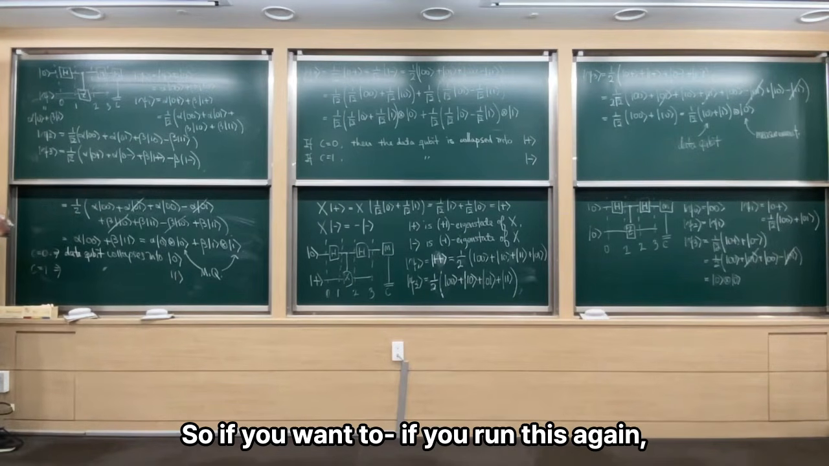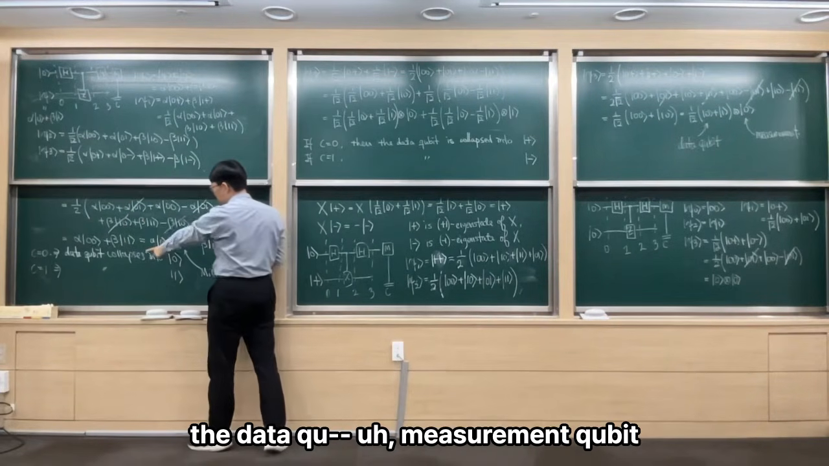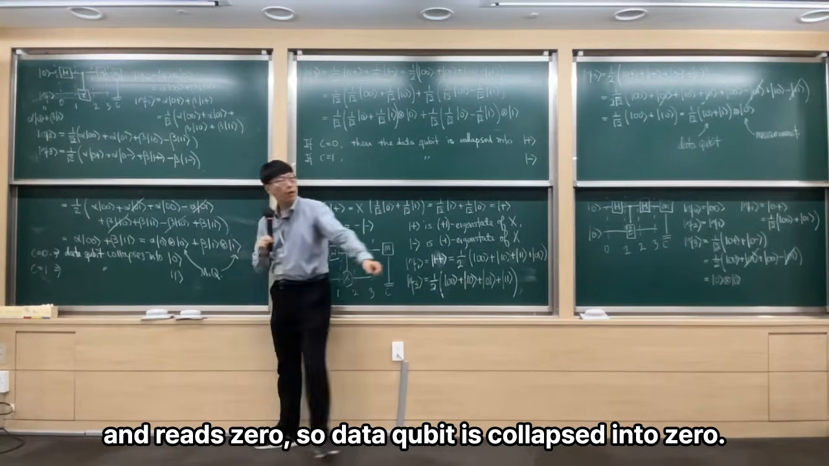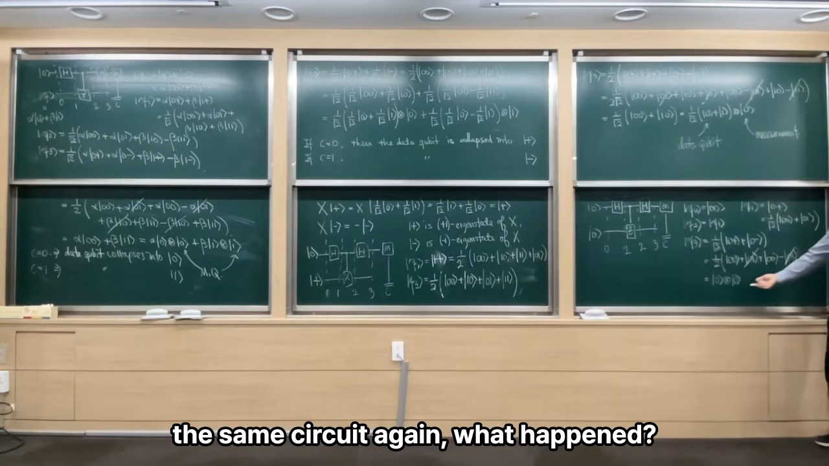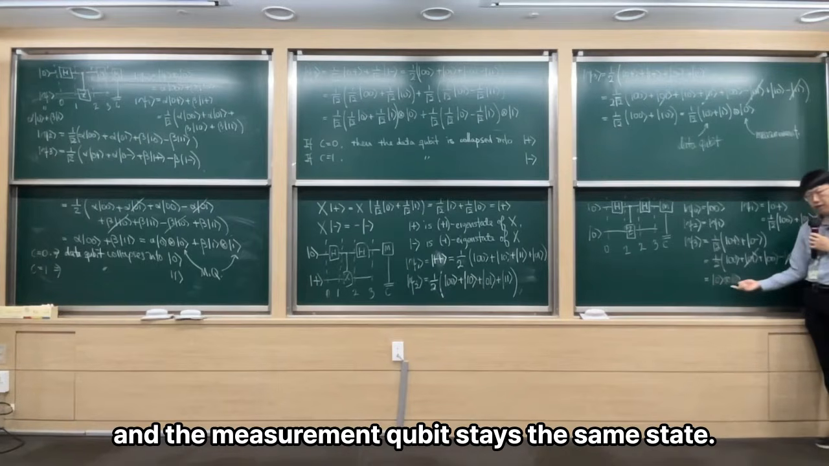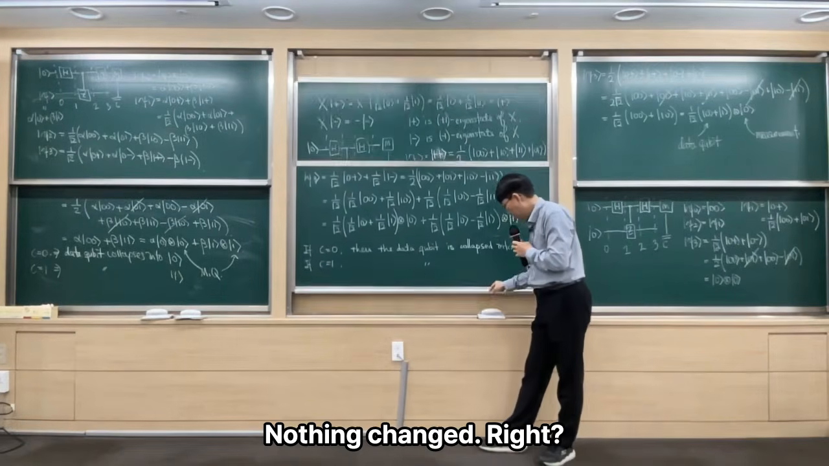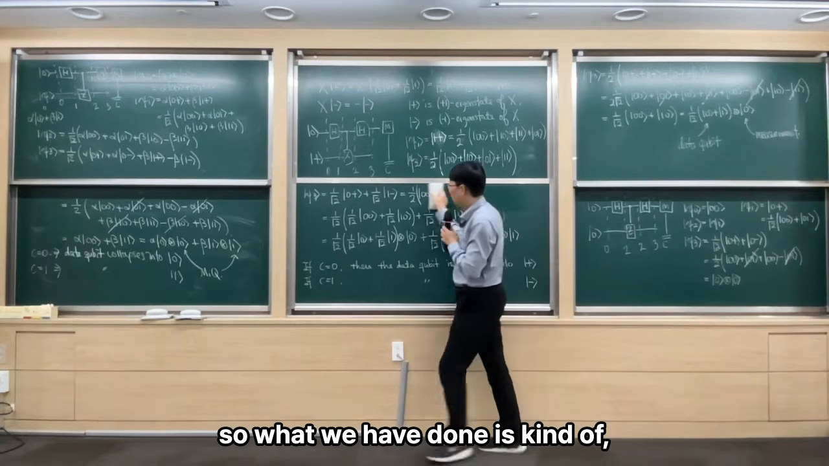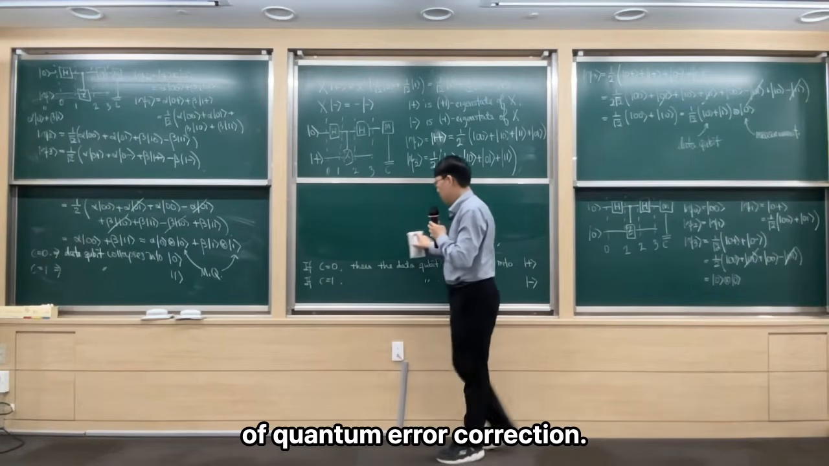So if you run this again, let's say you measured the measurement qubit and it reads 0, so the data qubit is collapsed into 0. And let's suppose that we run the same circuit again. What happened? The data qubit and the measurement qubit stay in the same state. Nothing changed, right? So now something interesting is going on. What we have done is kind of the initialization process of quantum error correction.